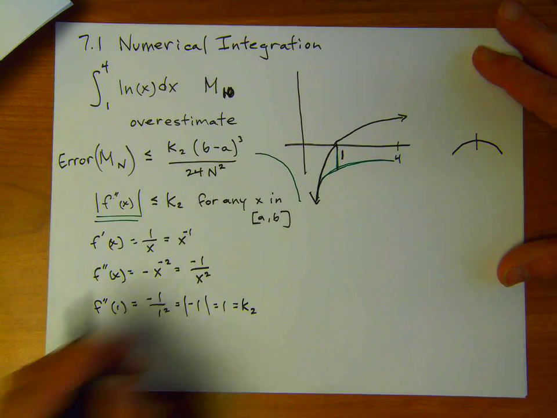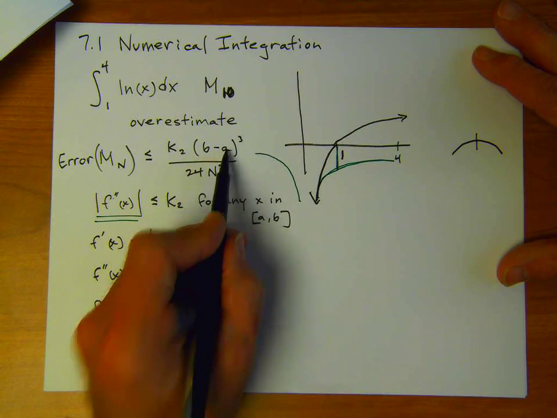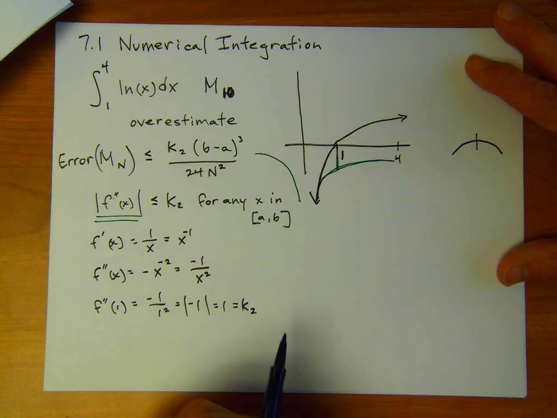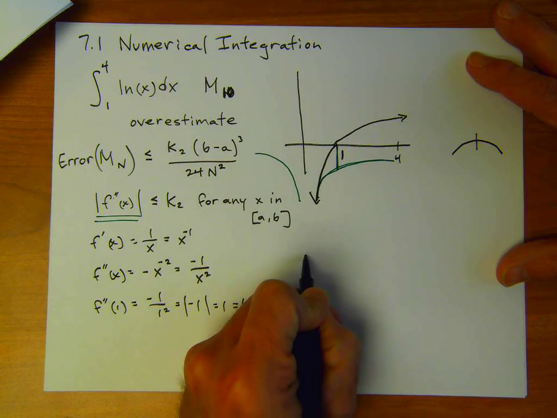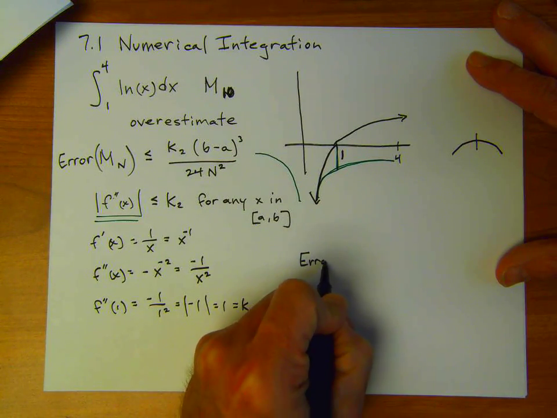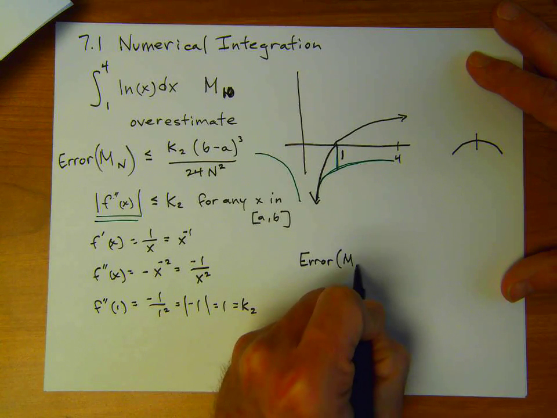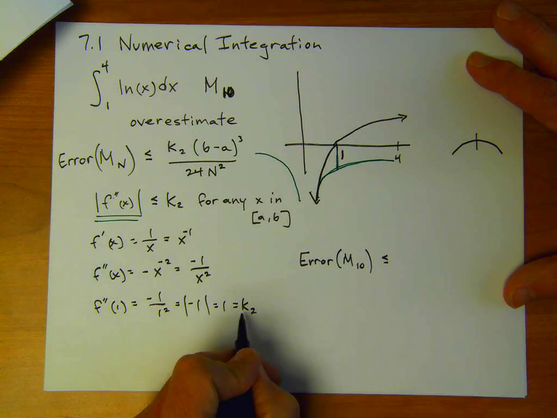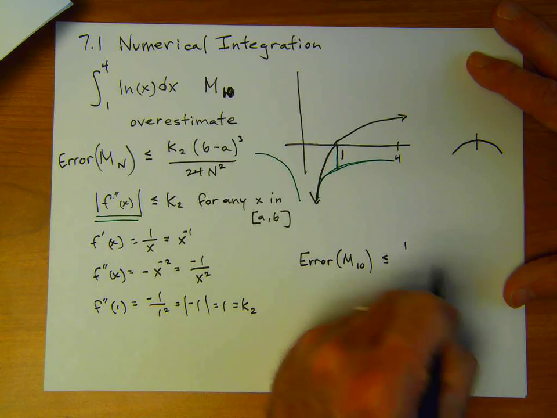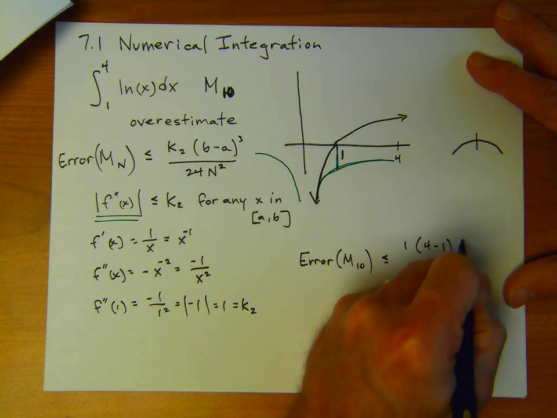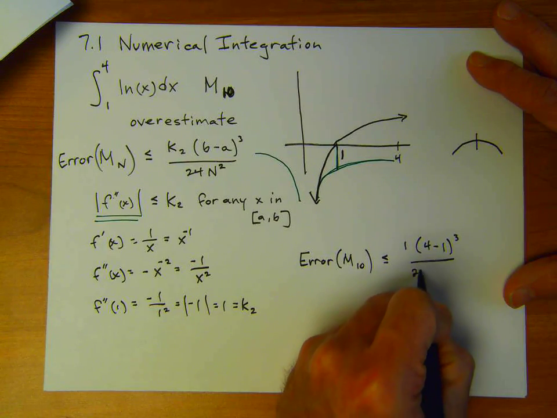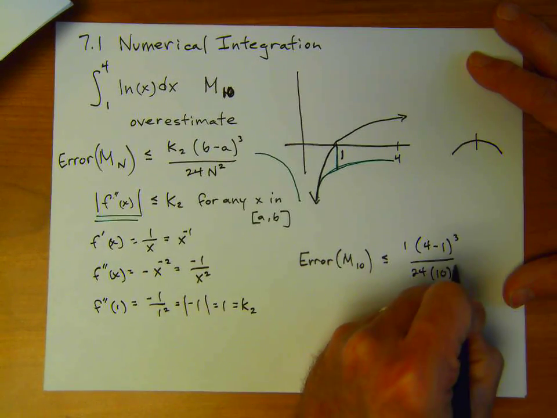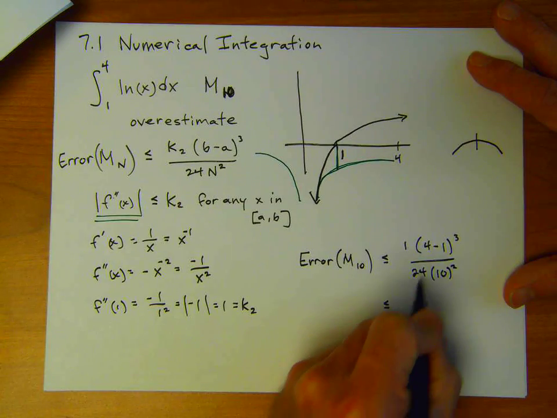So we've got that. b is 4, a is 1, and n is 10. So the max error for M10 for this particular function on this particular interval: we're going to use 1 for K2, and then 4 minus 1 cubed over 24 times 10 rectangles squared. That's less than, so what's that?